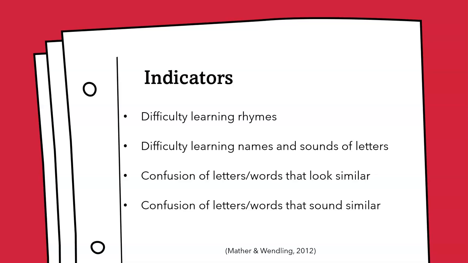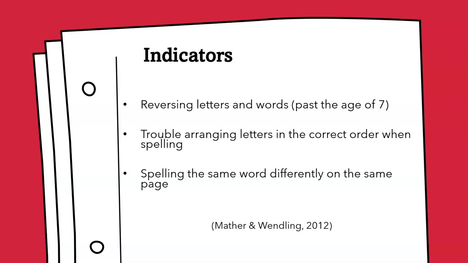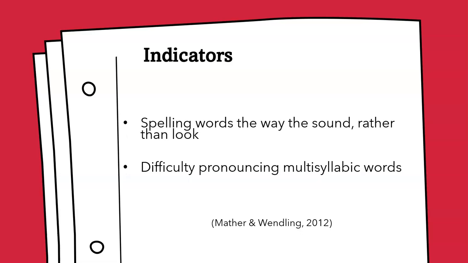And these include difficulty learning rhymes, difficulty learning the names and sounds of the letters of the alphabet, confusing letters and words that have a similar appearance, confusing letters that have similar sounds, reversing letters and words, trouble arranging letters in the correct order when spelling a word, spelling the same word differently on the same page, spelling words the way they sound instead of the way they look, and difficulty pronouncing multisyllabic words.